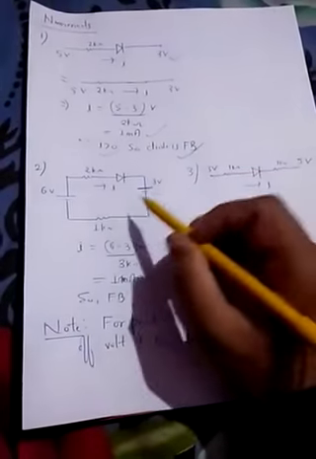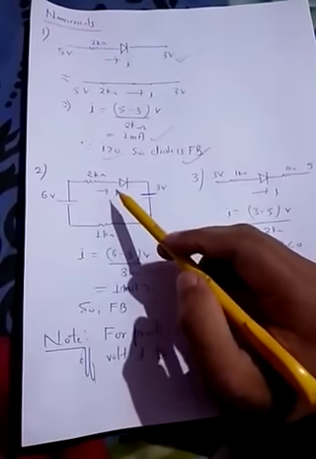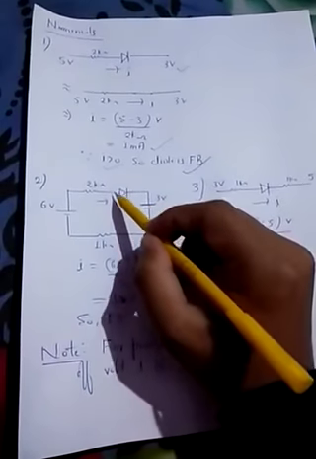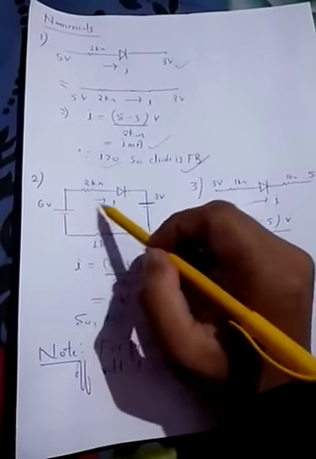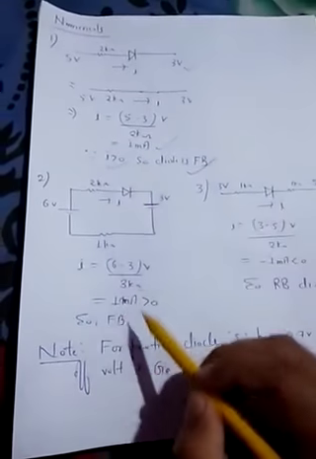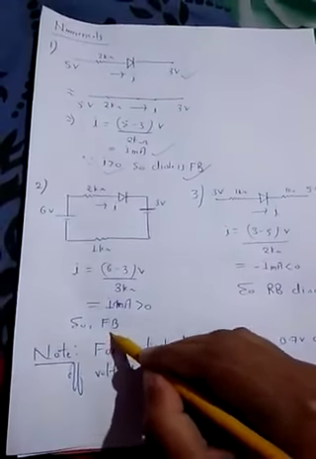Now the second question. This is the problem. We will follow the same approach here also. Replace this by a short circuit. So this becomes a simple circuit: (6 minus 3) by 2, which also becomes 1 milliampere. So it is also forward bias.